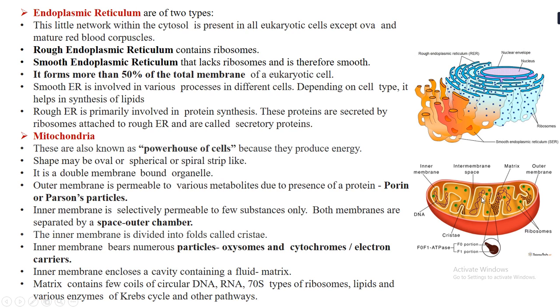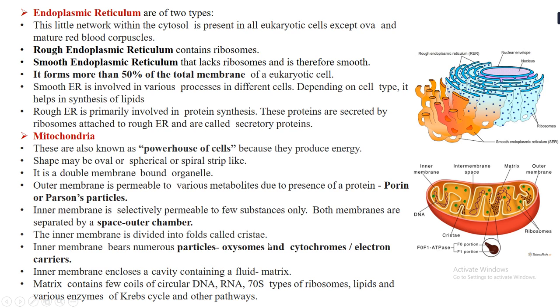There is a 70S type of ribosome. So ribosomes are of two types that we'll be studying in the next slide. For mitochondria, the mitochondria has 70S type of ribosomes. There are certain lipids and various enzymes which are involved in Krebs cycle and the other pathways. Okay, so this was about the mitochondria.